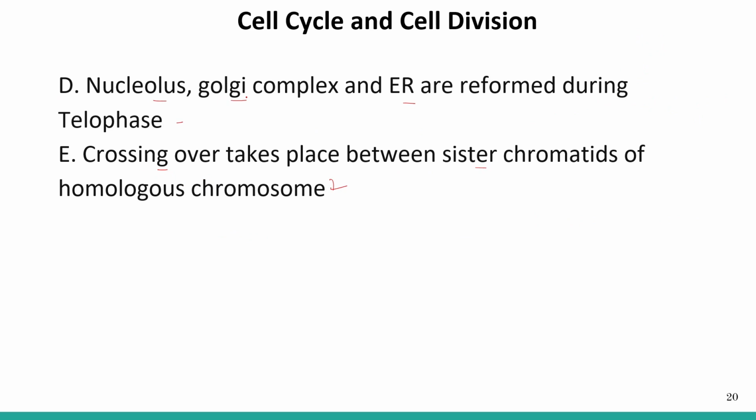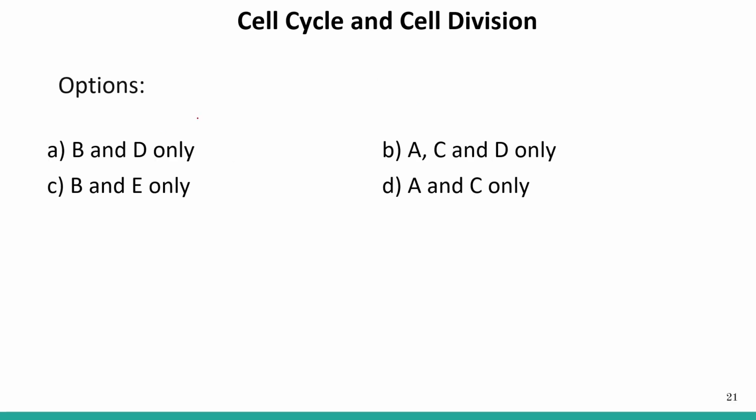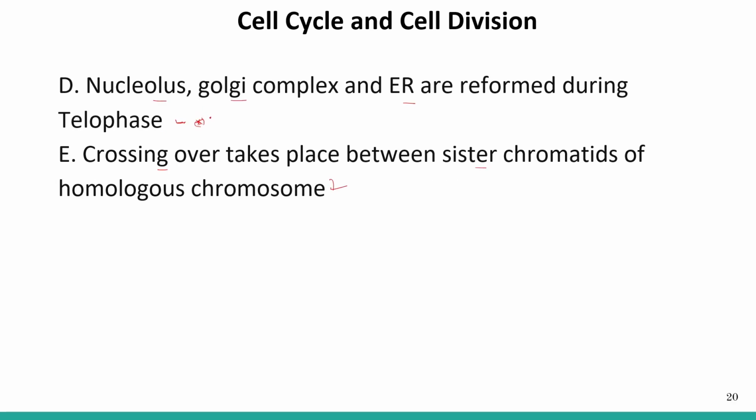Now, nucleolus, Golgi complex and ER are reformed during telophase. Alright, which is again true or not? So this is true, because telophase is the reverse of prophase. During prophase, what happens? Nucleolus, Golgi complex, ER, as well as nuclear envelope, they all disappear. But during the telophase, they reappear. That's why telophase is known as the reverse of the prophase. So this is also true.